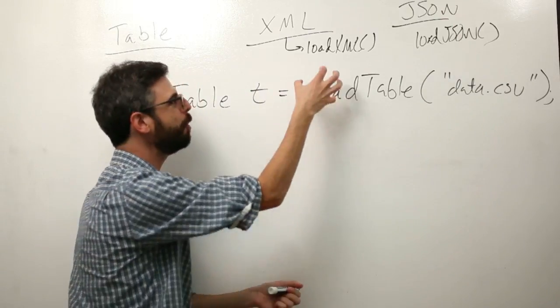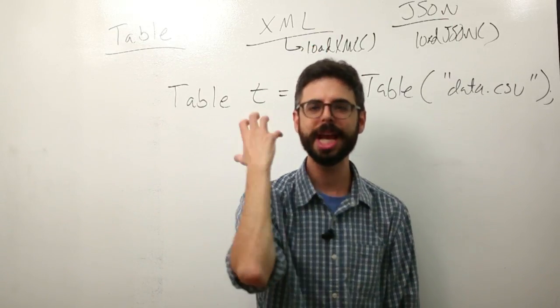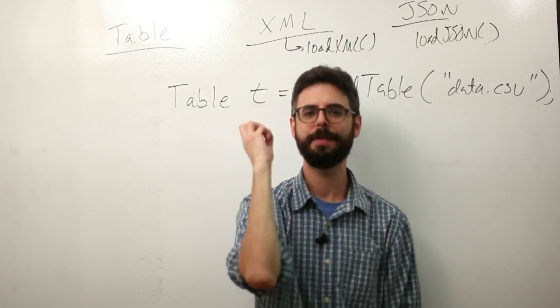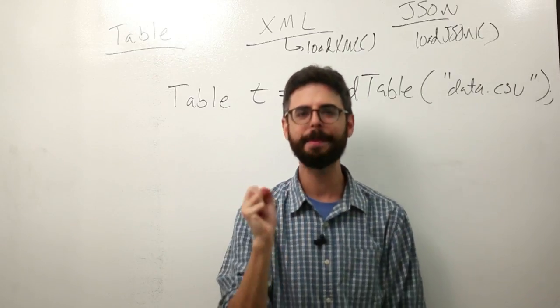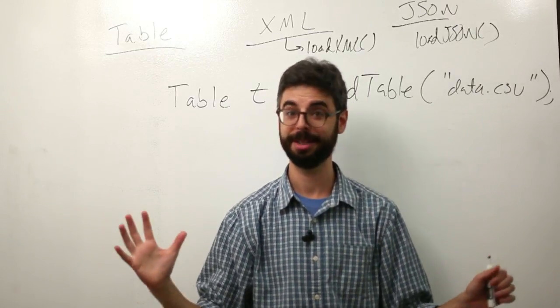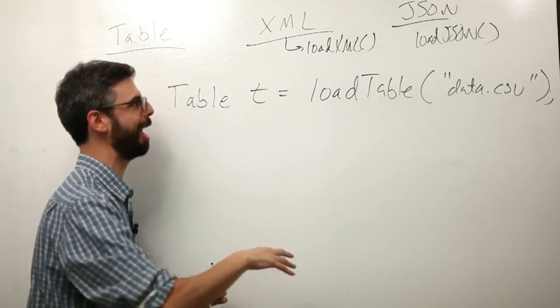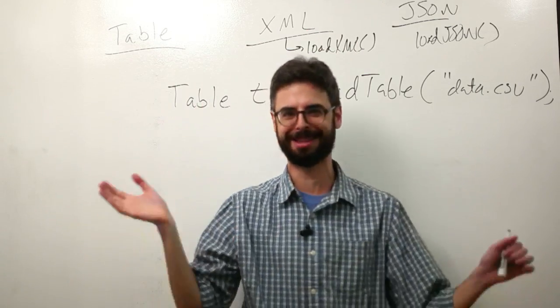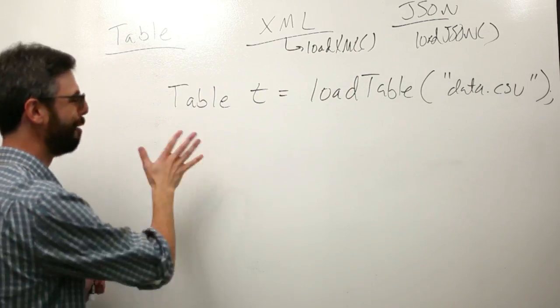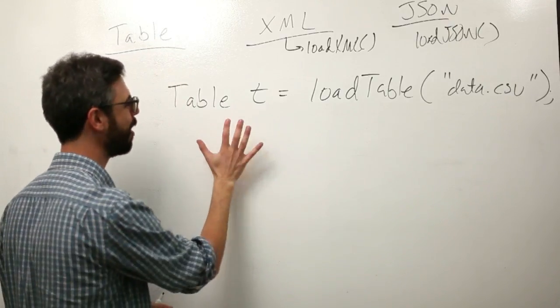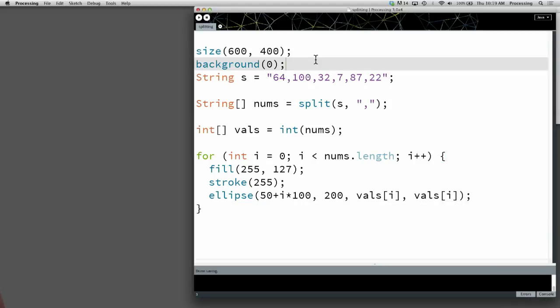So table, XML, and JSON, those are the three standardized data formats that Processing knows about, can grab, and you can parse them very easily. And another video will look at what if the data is not in any of these formats? What do we do? We'll come up with a solution. Okay, so let's come back over here.